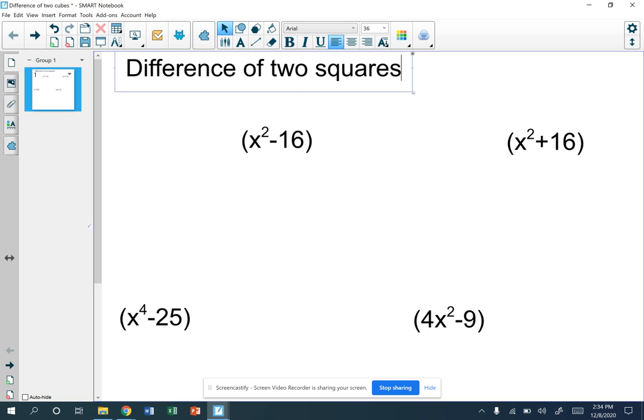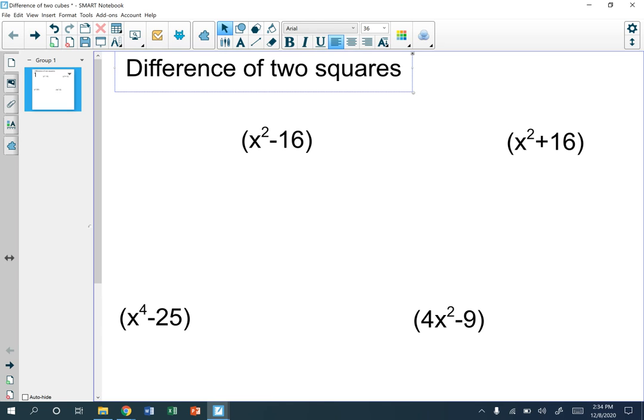Hey guys, this is just a supplemental video on factoring the difference of two squares because we've noticed that has been a weak area of ours while formatives have been coming in. So I'm just going to do a really short video on that.